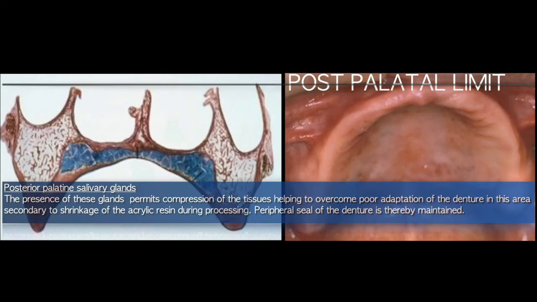Posterior palatal limit, in this particular region of the maxilla, the presence of these glands permits compression of the tissue, helping to overcome poor adaptation of the denture in this particular posterior area, secondary to the shrinkage of acrylic resin during processing. The peripheral seal of the denture is thereby maintained when you compress this posterior palatal limit.